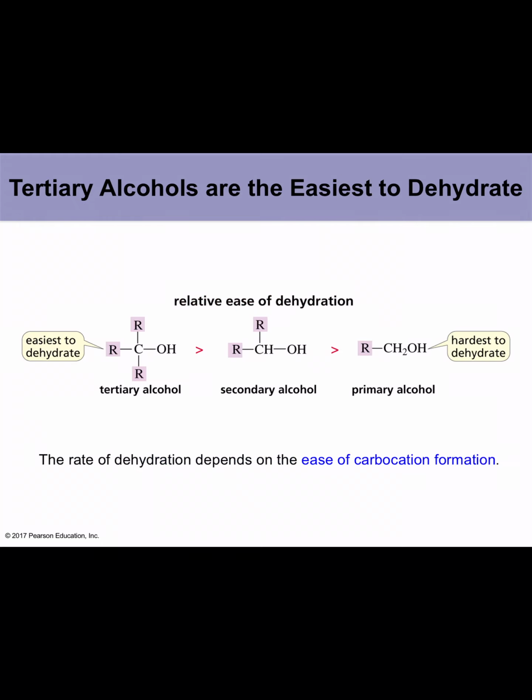Tertiary alcohols are the easiest to dehydrate. A tertiary alcohol has 3 alkyl groups, a secondary alcohol has 2, and a primary alcohol has 1 alkyl group. The rate of dehydration depends on the ease of carbocation formation, and we know a tertiary carbocation is the most stable because it has 3 methyl groups that can stabilize it by donating electrons through hyperconjugation.